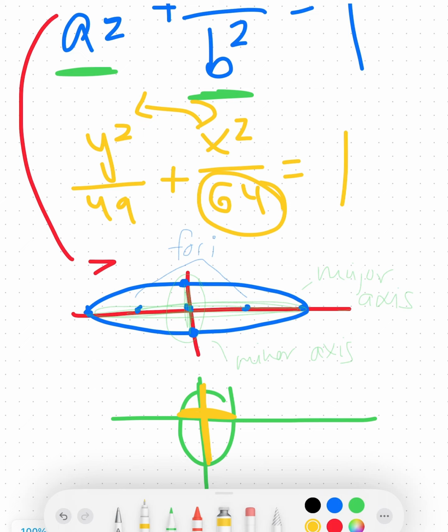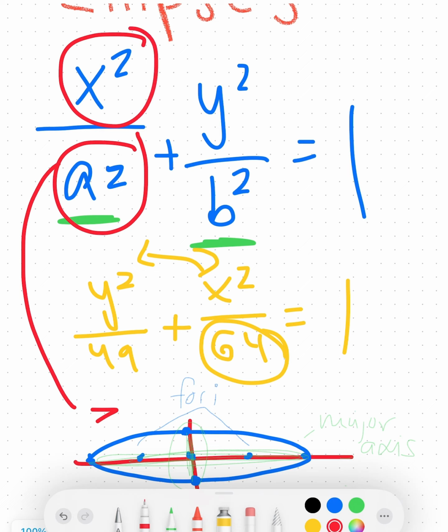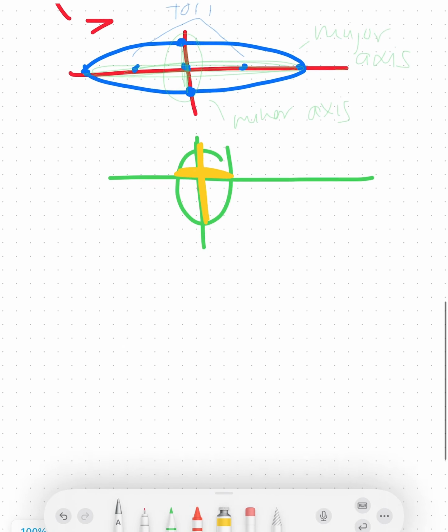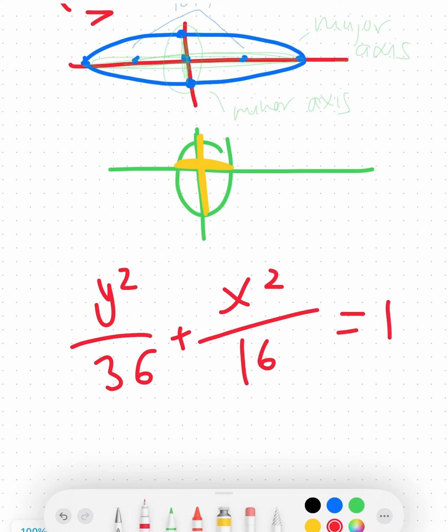So how we know which one is major and minor, we look at our equation, okay? So going back to here. So whichever one is bigger goes first, right? And let's say for whichever denominator is bigger, the numerator is x squared. So because the numerator is x squared, we know that the major axis will be on the x-axis, okay? Or let me write this other example, okay? So it was y squared over 36 plus x squared over 16 equals 1, okay? Then the major axis would be on the y-axis. That's how we know where it is, okay?